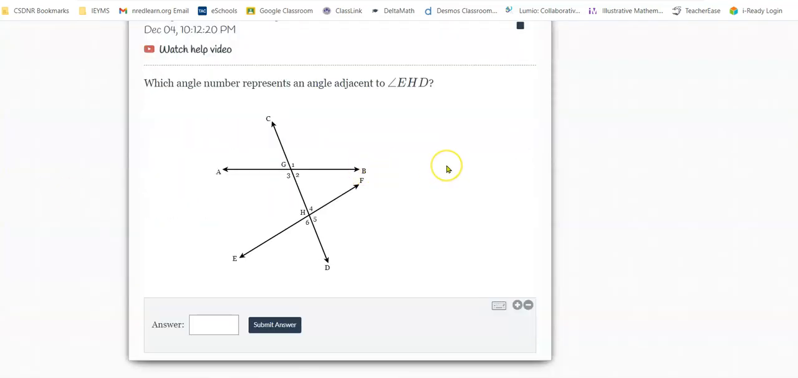The next topic is to identify the angles with the correct terminology here using the numbers. So, which angle number represents an adjacent angle to EHD? Well, first you need to find angle EHD. So that's angle 6. I want an angle that is adjacent to that value. So they're looking for a number, so I have to use 5. 5 is the only angle that's adjacent to it. So we're going to say angle 5.